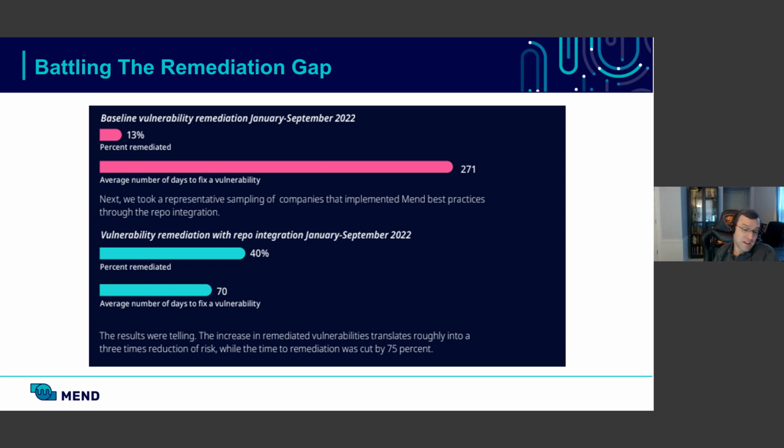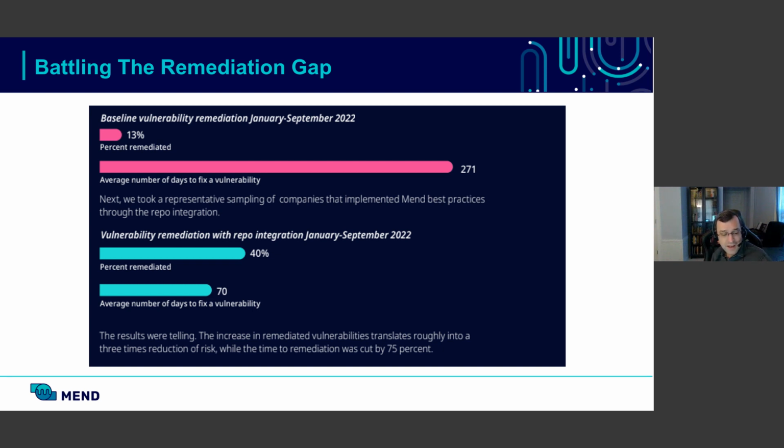But what we did see on the bright side is that people who followed our main way of recommending fixing this, which is through a repo integration, saw a much, much higher percent remediated. As a matter of fact, higher than the growth rate. And again, this is all average, right? Any given code base could obviously have a higher or lower growth rate of vulnerabilities, depending on things like how old it is and what language it's in.